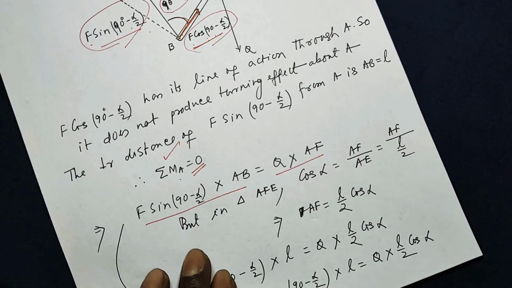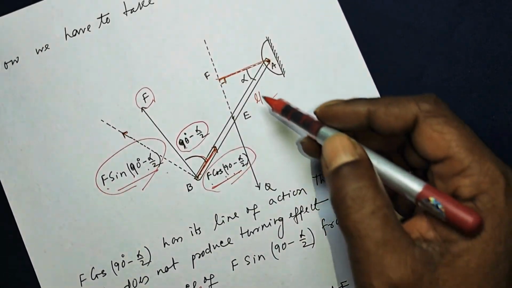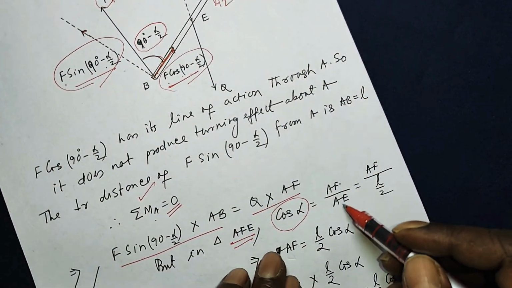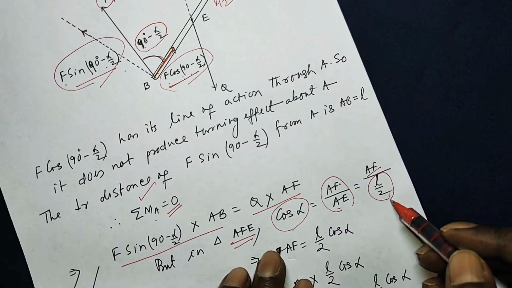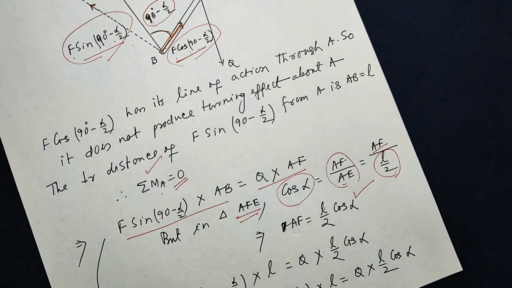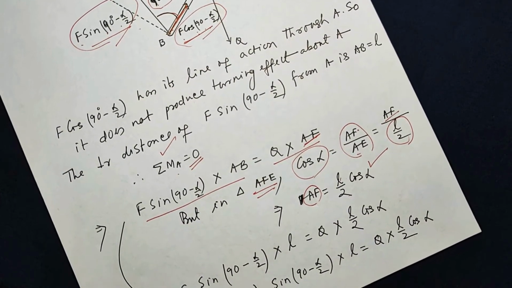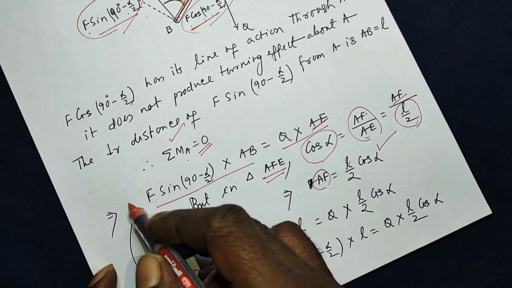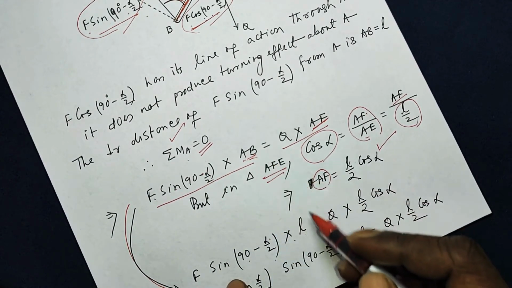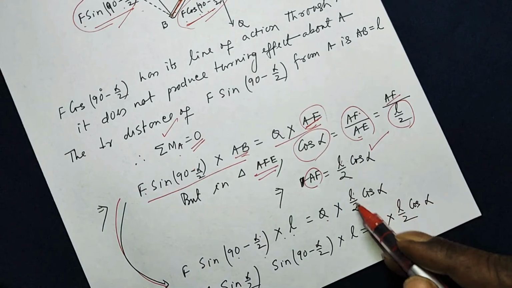Now in triangle AFE, if you take cosine alpha, in this triangle cos of alpha will be AF over AE. AE is half of the length of the prismatic bar, so you get AF is equal to L over 2 cos alpha. Now put this value of AF here and let us rewrite the equation. F sine 90 minus alpha by 2 times L is equal to Q times the value of AF, L by 2 cos alpha.